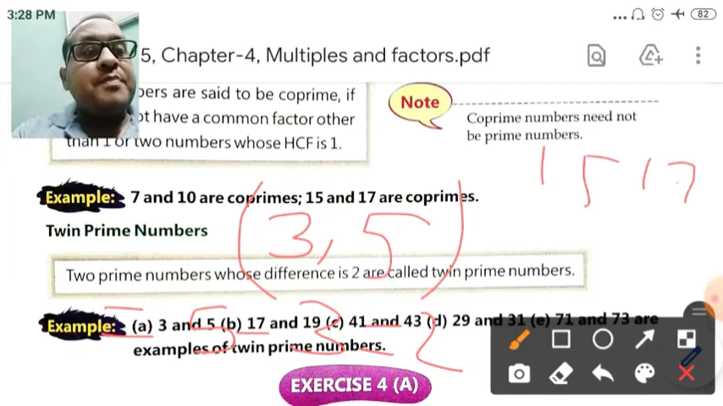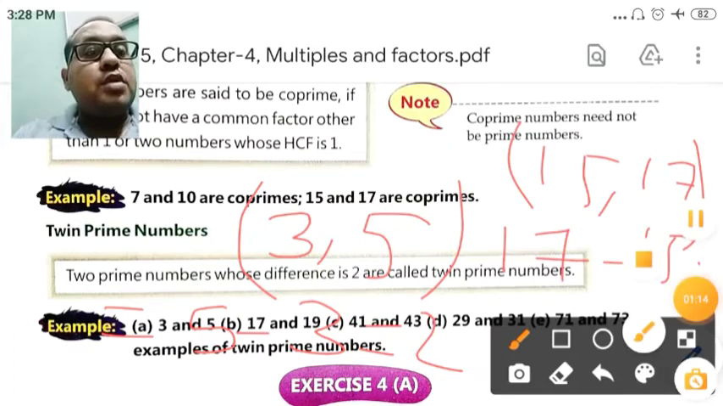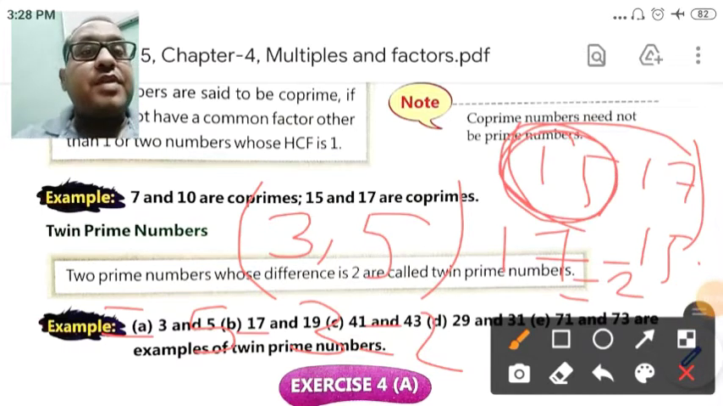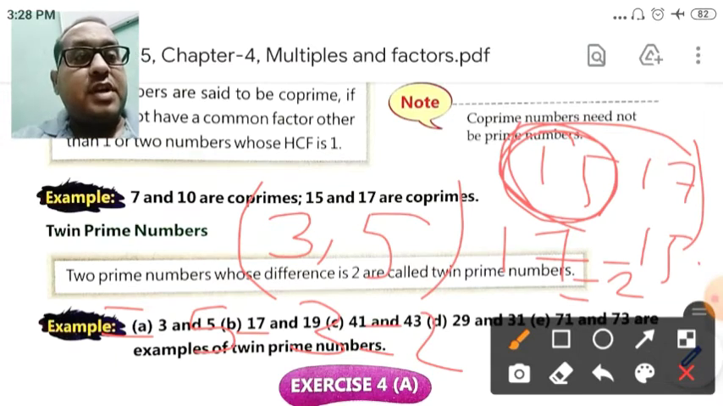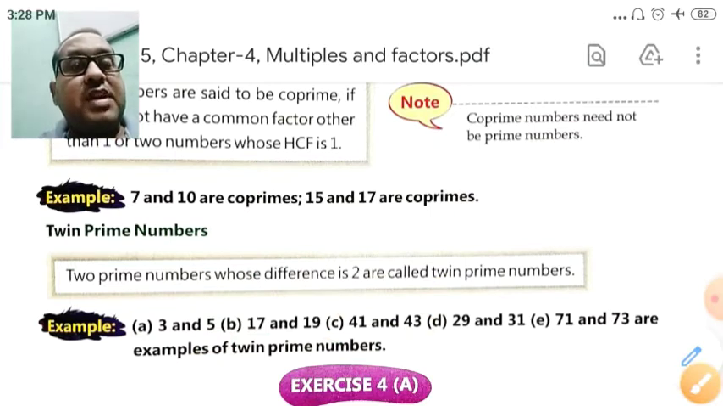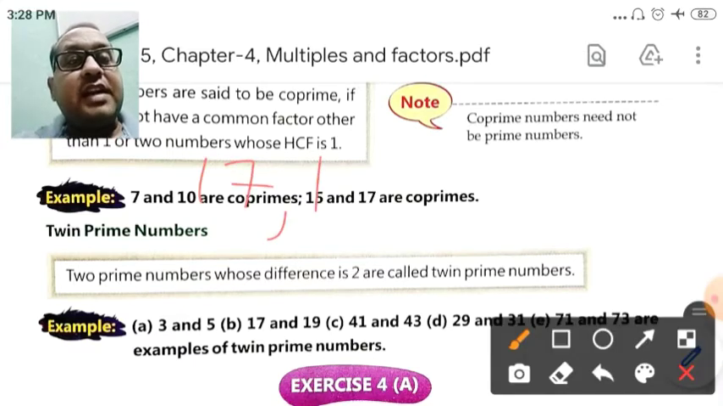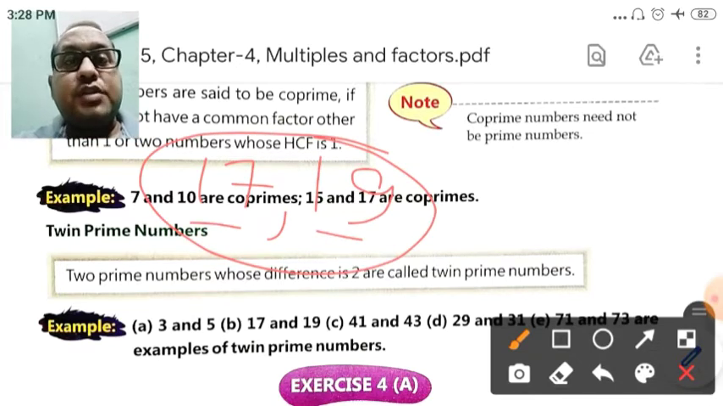Suppose I am writing 15 and 17 as twin primes. When we subtract 15 from 17 we get 2, but 15 is not a prime number, it is a composite number. So it is not a twin prime pair. For twin primes, it is necessary that both numbers must be prime. Remember this. When I consider 17 and 19, it is a twin prime pair. Why? Because 19 minus 17 is 2, and 17 and 19 are both prime numbers, so both are prime and their difference is 2, so they are called twin prime numbers.